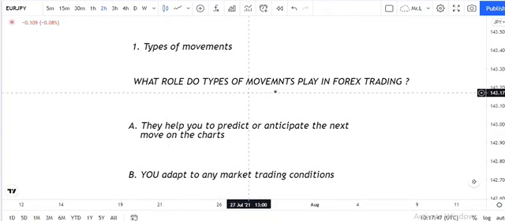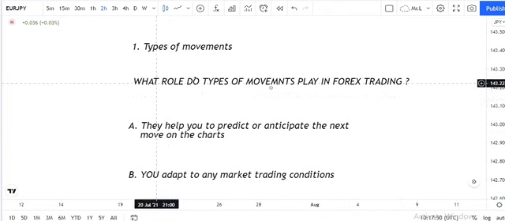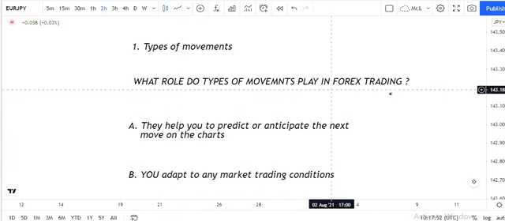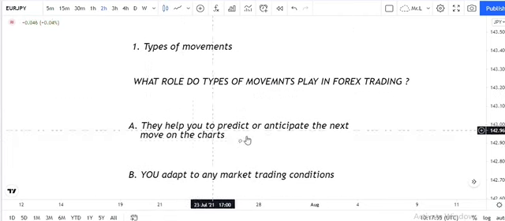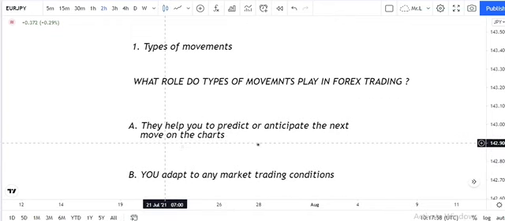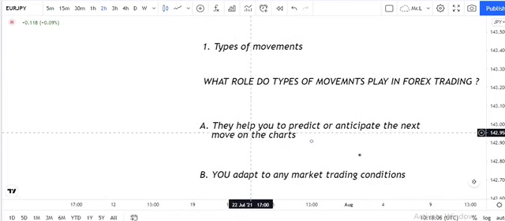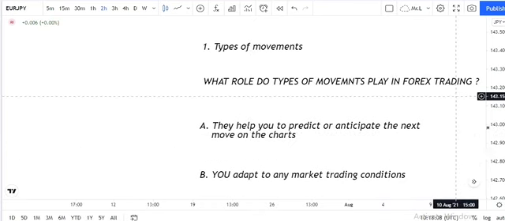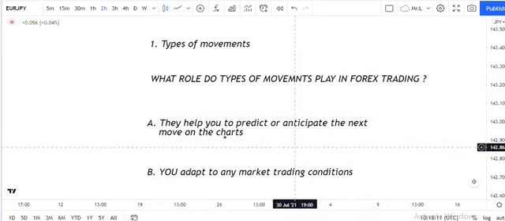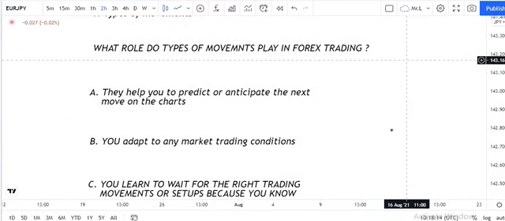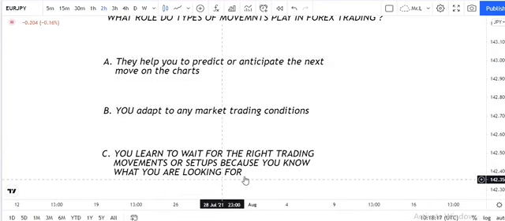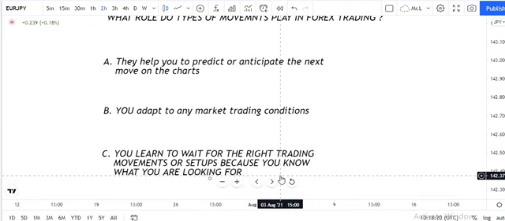What role do types of movements play in forex trading? A. They help you to predict or anticipate the next move on the charts. B. You adapt to any market trading conditions. C. You learn to wait for the right trading movement or setups because you know what you are looking for.